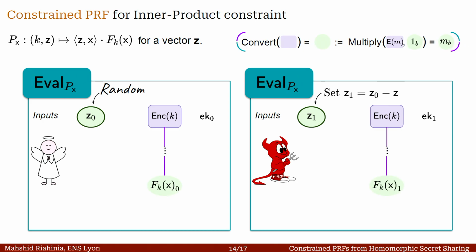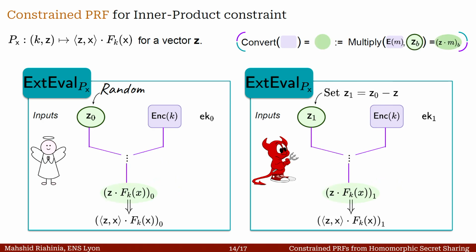And in particular, we could compute a share of fk of x from an encryption of x, which was the case because of the correctness of the homomorphic secret sharing scheme. Now, by this new definition, we can compute a share of z times fk of x, and by linearity, we compute a share of z times x times fk of x, which was our program. So in this case, everything is working. This is the construction for constrained PRF for inner product constraints.